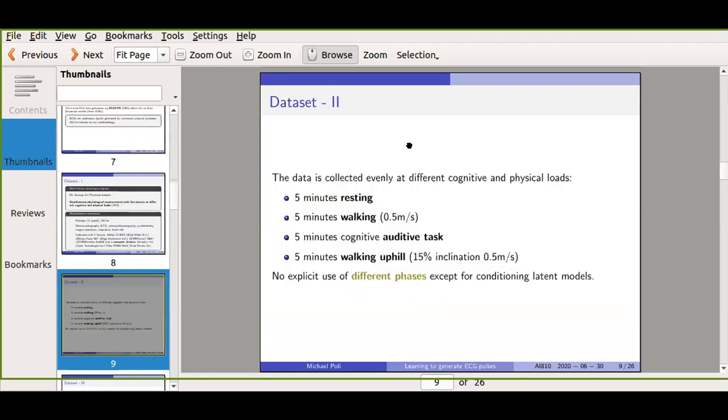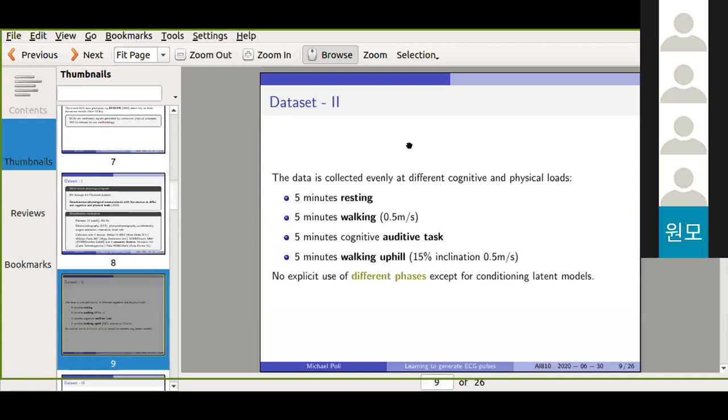In terms of the 20 minutes, it's because it's divided into phases. So the experiment involves the patient doing a bunch of stuff: first resting, then walking, then doing an auditive task where they're asked to listen to a passage and then recall a few details about the passage. And then it's slightly more strenuous physical exercise, walking at the same speed, but on an incline.